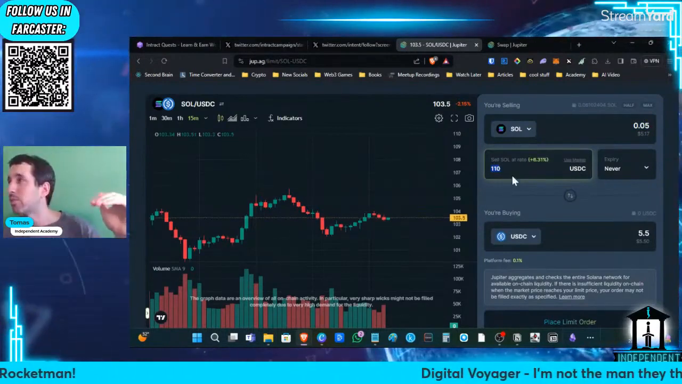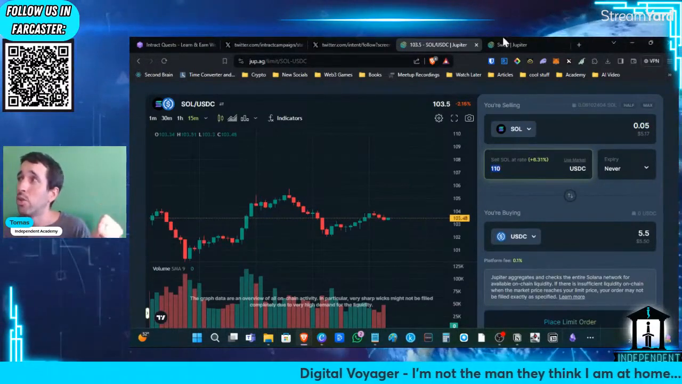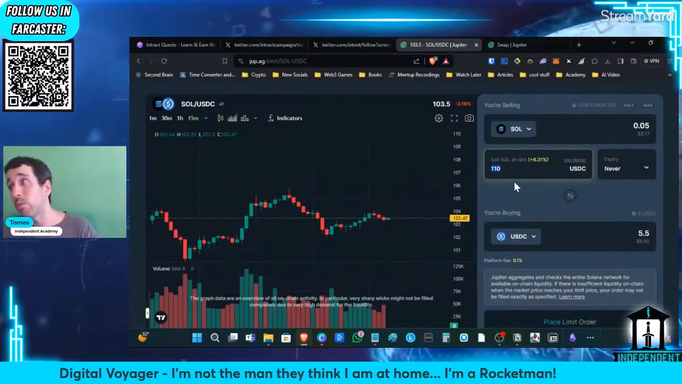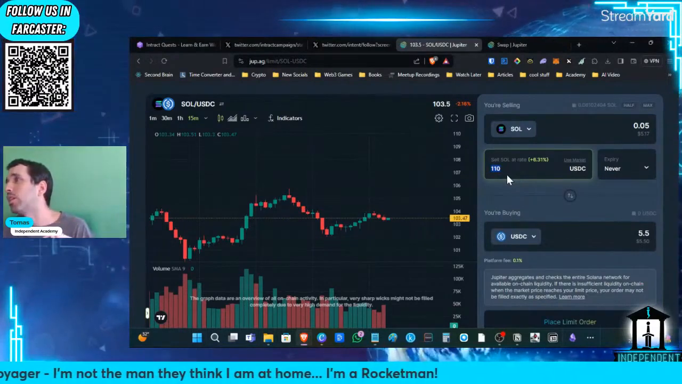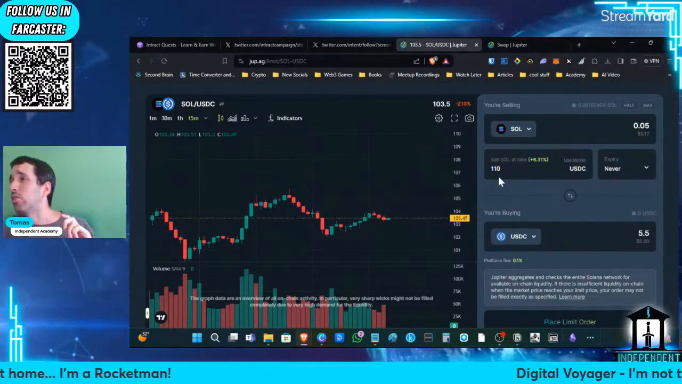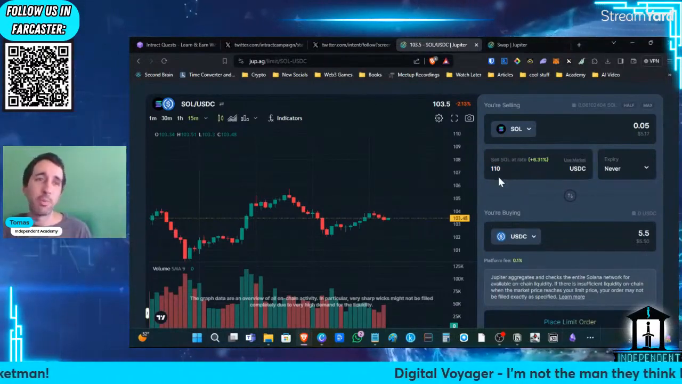Once it hits that price, for example, here, 110, which would be almost like a 10% increase from the price as of now. And then you can actually use 6.31%. And then you sell it automatically and you can cash in your profits.